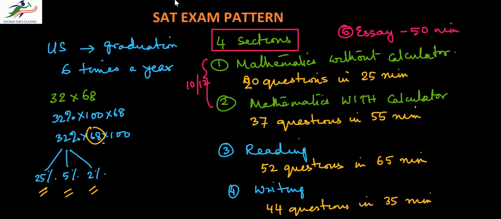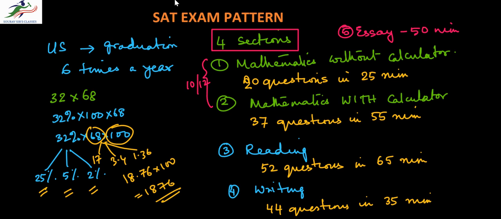So 68, I break it up into 3 parts. 1/4 of 68 is 17. 10% of 68 is 6.8, so 5% will be 3.4. And 1% of 68 is 0.68, so 2% is 1.36. This is a mental calculation. And if I add all of this now, I will get 18.76, and I have the 100 factor, so I multiply by 100 and I get 1876, which is the answer if I multiply 32 and 68.